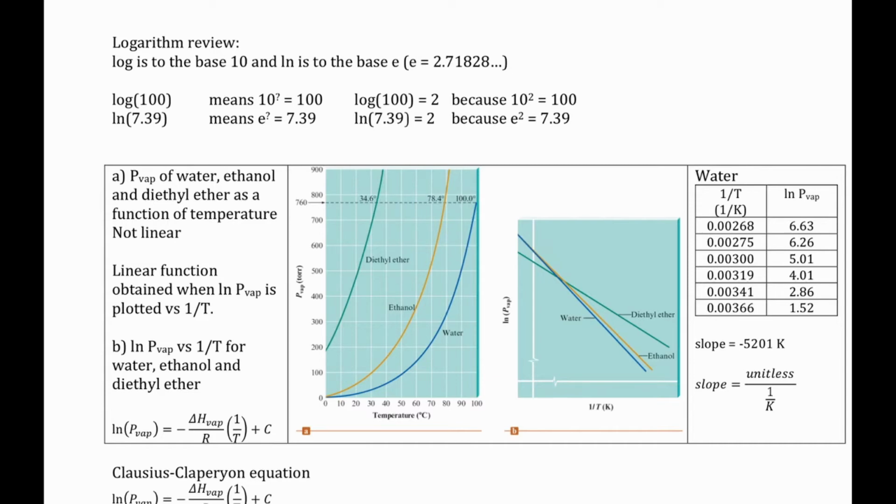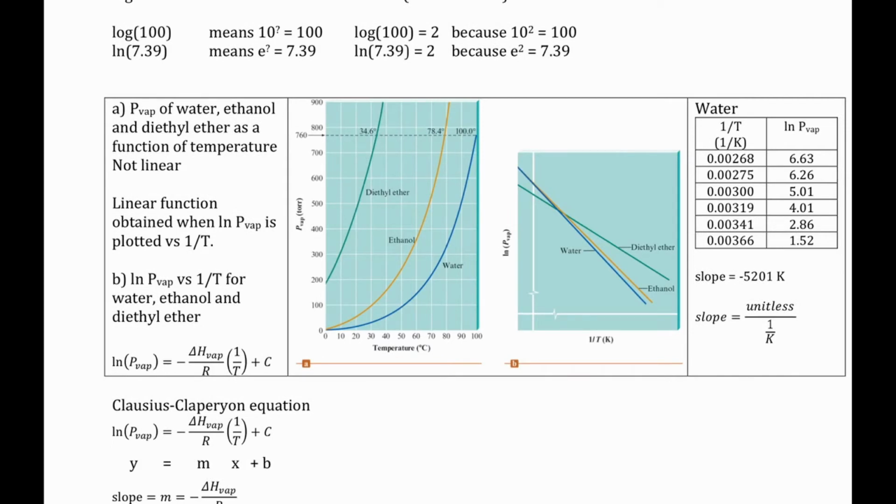Now, the natural log. If we're given the problem, what's the natural log of 7.39, it means to us, what is the exponent on e that gets us 7.39? Well, if we type in ln of 7.39 in our calculator, we get the value 2, because e to the 2 is 7.39. Alrighty, so go over that stuff again if you feel like you need to make sure that you remember what logarithms are all about.